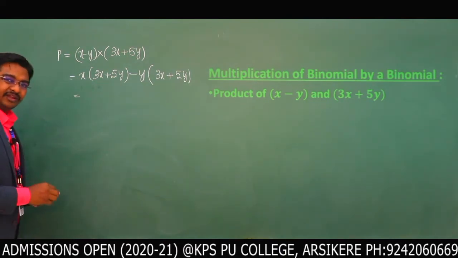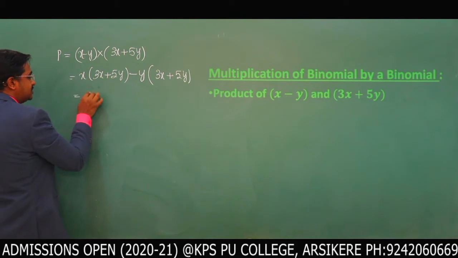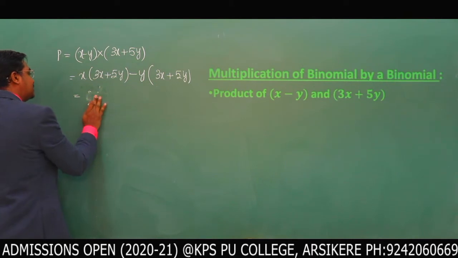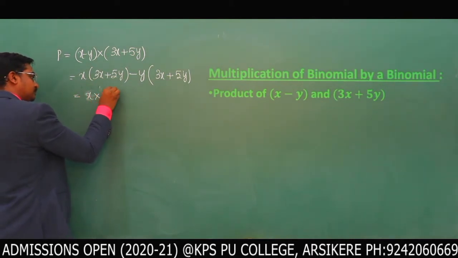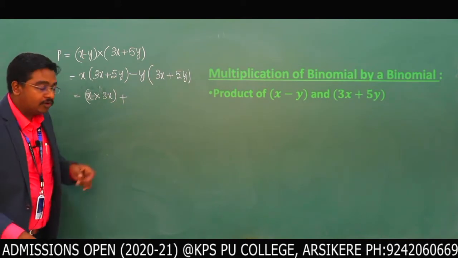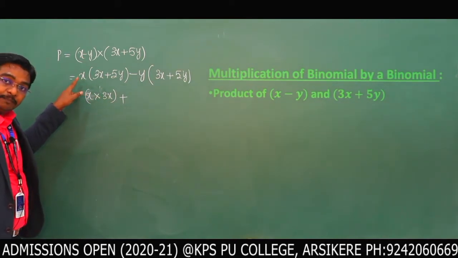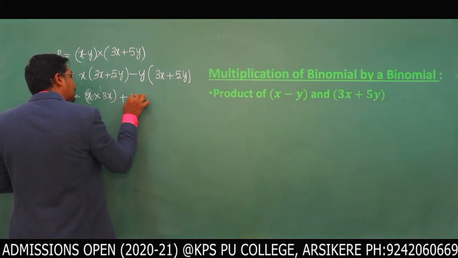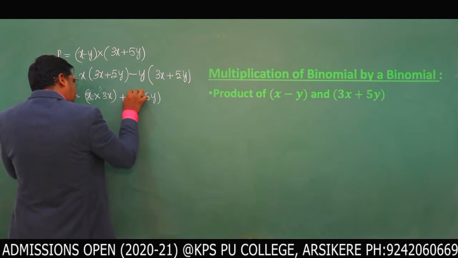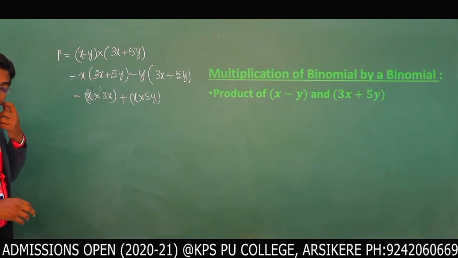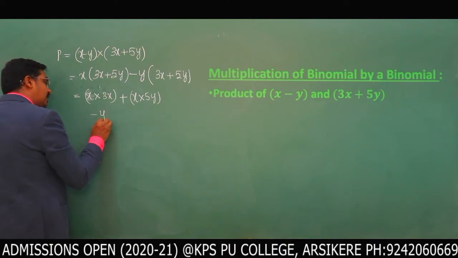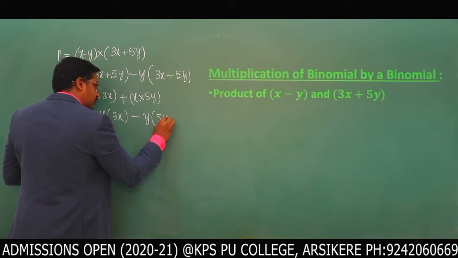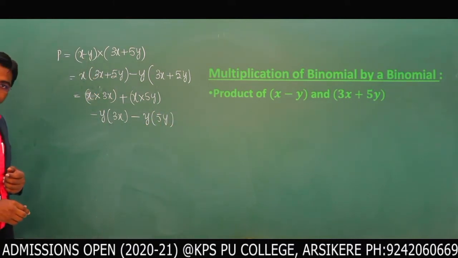Then find the product here, very simple. First 3x into 3x. So 3 into x square, x into x becomes, if you have confusion I'll write here, x into 3x. Second, followed by plus sign, because here the sign of x is plus. x into 5y, so I'll write this as x into 5y. Again look at the second term, here we have the negative sign, so minus y into 3x, minus y into 5y.